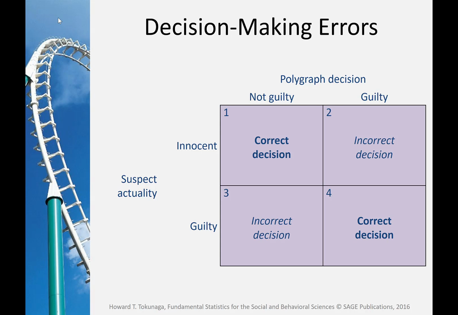But we could also have the polygraph say you're not guilty when in fact you are guilty. And in that case, the polygraph would miss something, right? And in theory, you've gotten away with a crime. So these are the 4 possible outcomes that we could have. You'll notice that 2 of them are good and 2 of them are bad.